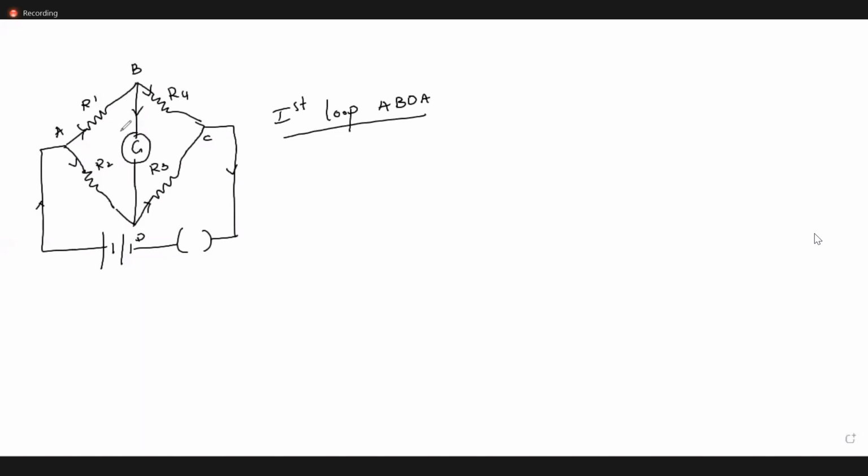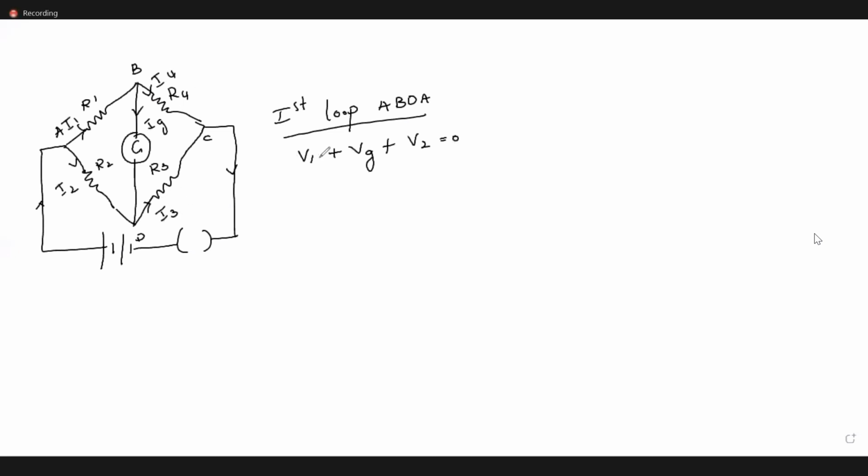Now you want to write what are the voltages, right? What is the potential difference here? Let me write it as V1. So let me write V1 plus VG plus V2 is equal to 0. This is according to Kirchhoff loop rule. Now try to write the potential difference across each resistor. Here current is I1, here current is I2, here current is IG, here current is I4, and here current is I3.